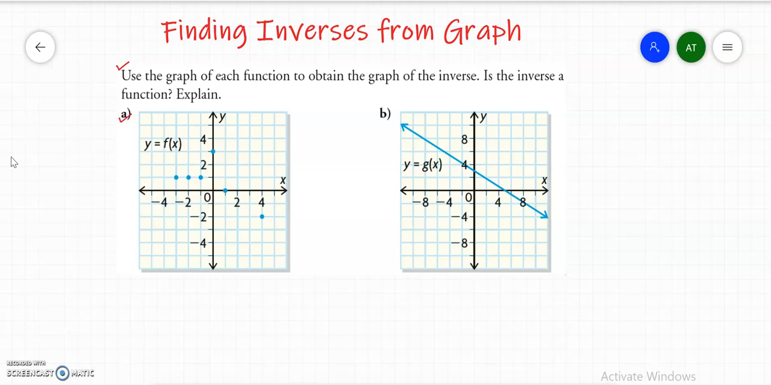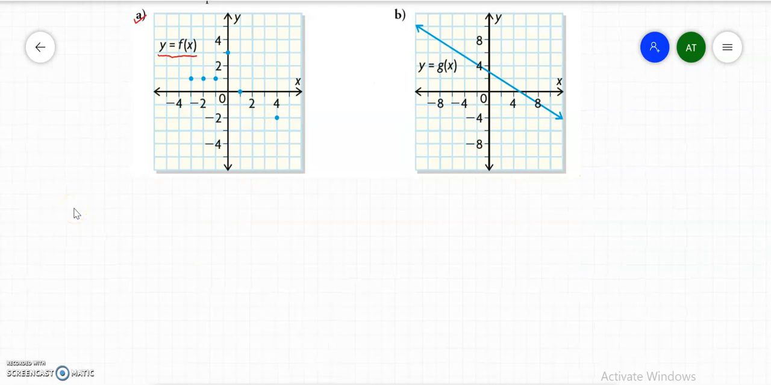In part A we are given the graph of a function f of x, and we can see that the graph of f of x is just dotted points. To get the graph of the function f inverse of x, we need the coordinates of all the points of f of x. The first thing we need to do is list the coordinates of f of x.